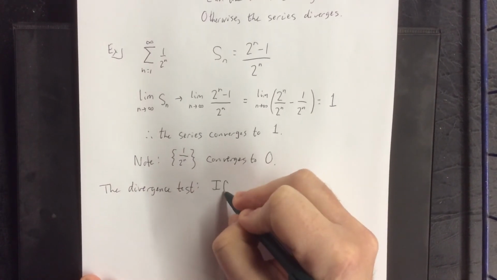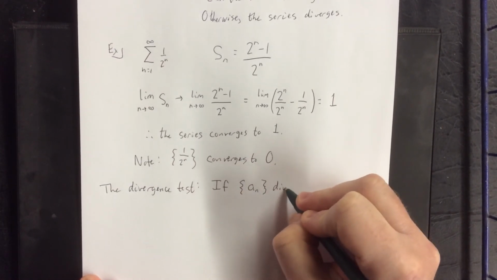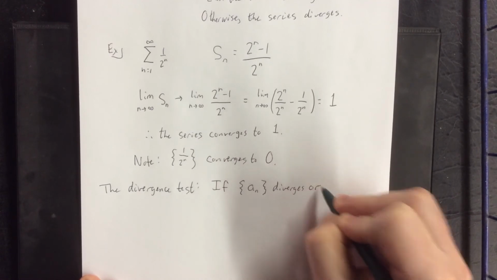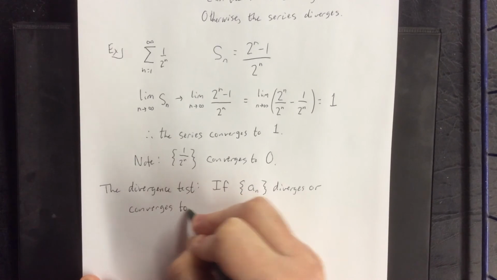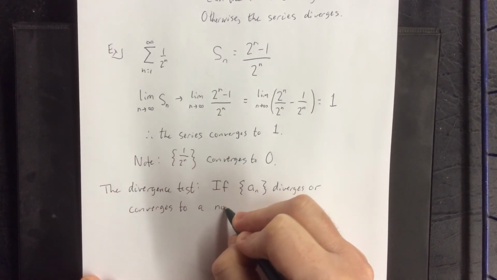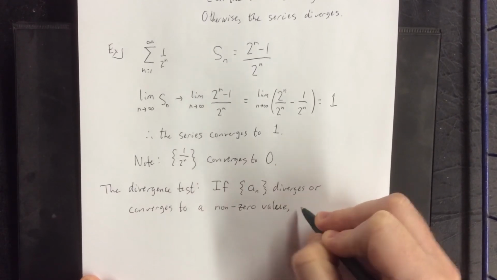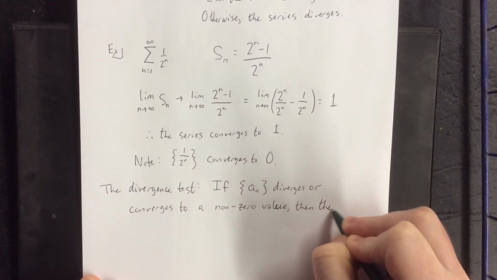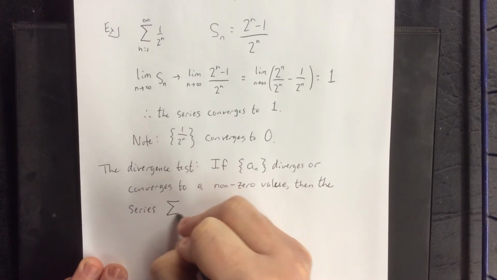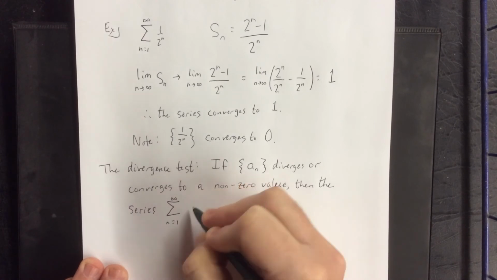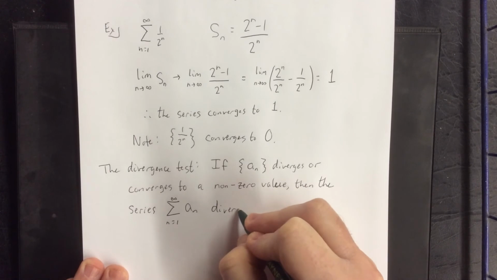The Divergence Test states that if a sequence diverges or converges to a non-zero value, then the series, the sum from n equals 1 to infinity of that sequence, is guaranteed to diverge.